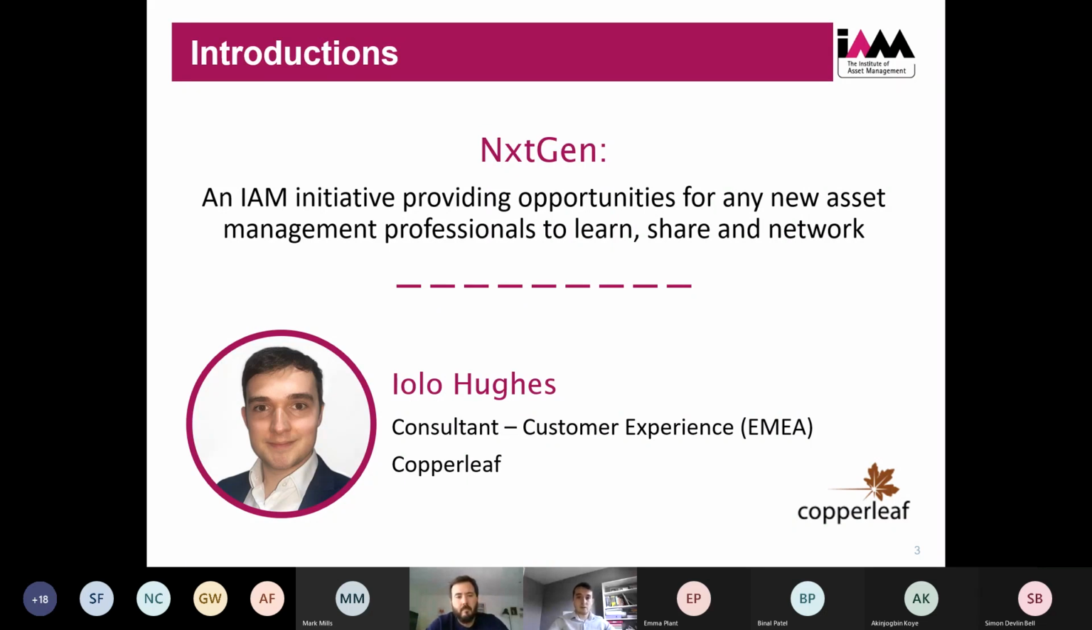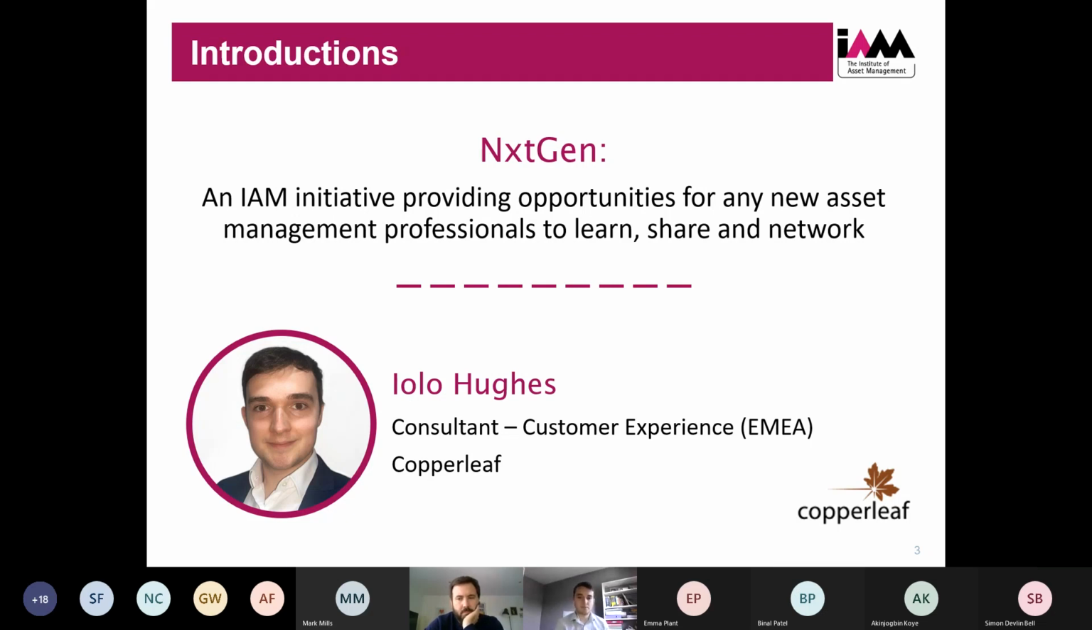So this event is hosted by the Institute of Asset Management, specifically the NxtGen initiative, an initiative that's of growing relevance really as the subject of asset management is of increasing importance in challenges such as the need to achieve a net zero economy. And as that's the case, it's continually attracting more and more professionals. So the initiative is driven by the cause of providing new asset management professionals opportunities to learn, share, and network with each other. As someone who's recently moved to work more directly within the field of asset management over the course of the pandemic, I've seen tremendous value in joining the initiative just to help my own development.